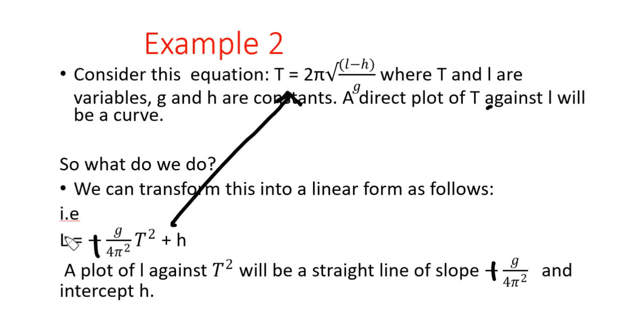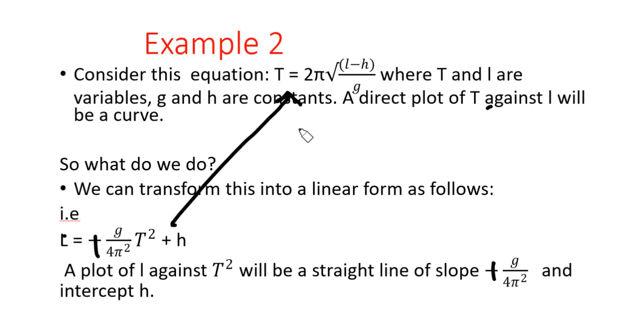So once we plot L against T square, what are we having? We have a straight line graph, which will help us evaluate the what? The g. But a direct plot of T versus L, of course we know that T and L are the variables, will give a curve, and we don't want that, because once we have a straight line graph, we can have a slope, which will help us evaluate g. So this is a transformed equation. Let us show how we got this.